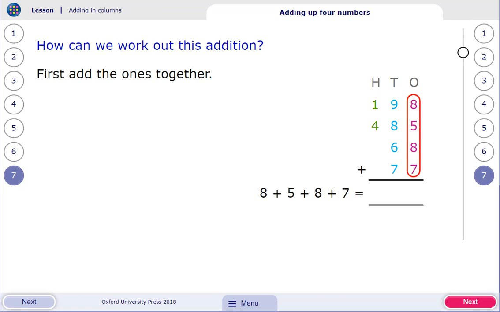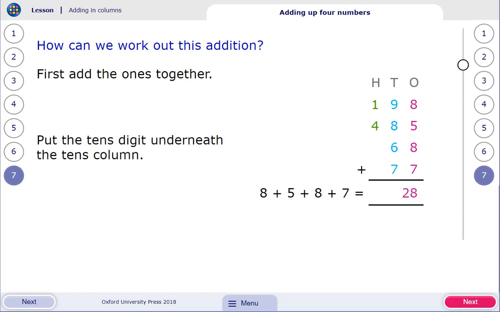I can see that I've got two eights, so I might start with that. I'm going to start the eights together, which I know 2 eights are 16, which makes it a little easier for me. And then I'm going to add a 5, so that makes 21. And then I am going to add a 7 to that, which makes 28. So again, I can't have that 2 tens in my ones column, so I'm going to put it under the tens column. So I've got those 2 tens there.